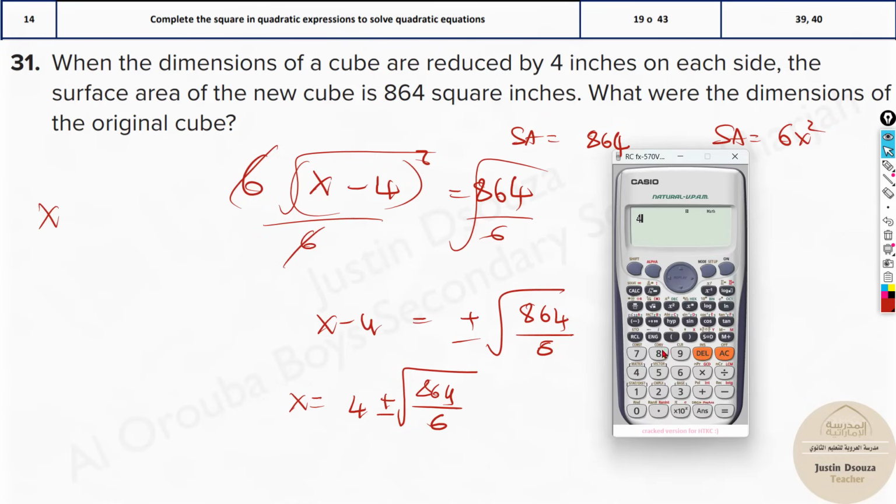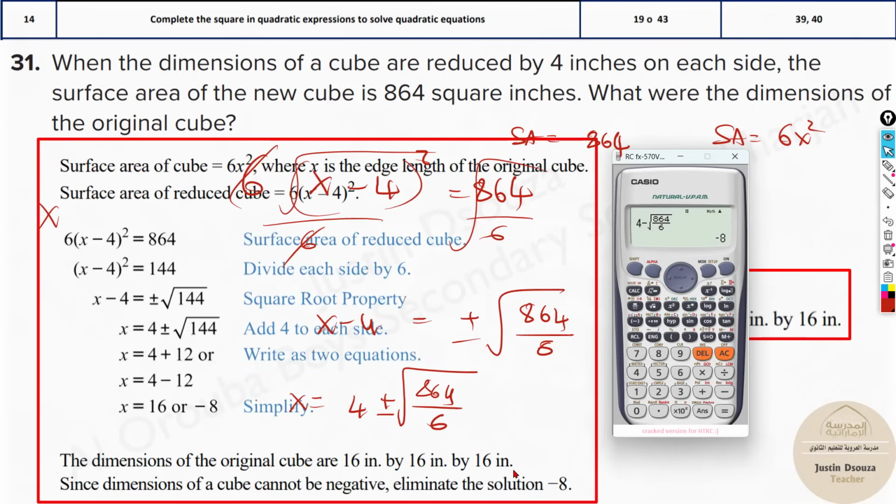All I need to do is type 4 plus the fraction over here. Now remember, the fraction is inside the square root. 864 divided by 6. You can even solve it up. You can solve 864 by 6 and then get the answer as well. Now this is one answer, it's 16. One more answer will be just subtracting this. Answer is minus 8. Is this possible? Minus 8 is not possible. Why? Because the dimensions can't be negative, right? So the answer will be the positive answer, that is positive 16.